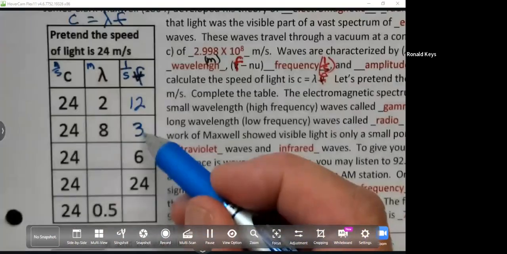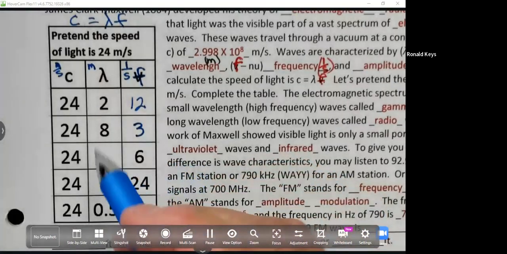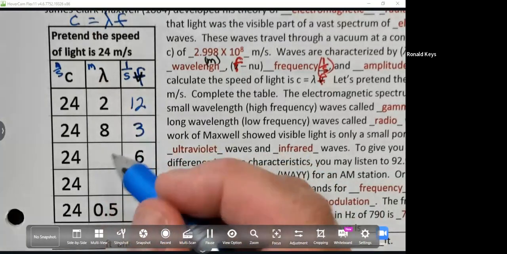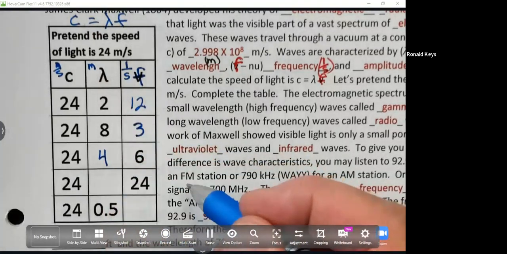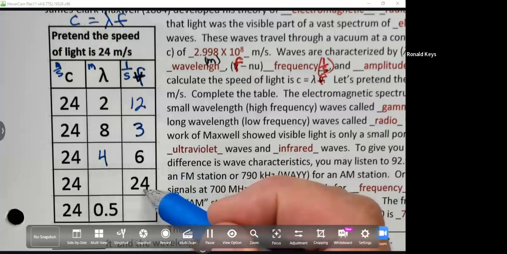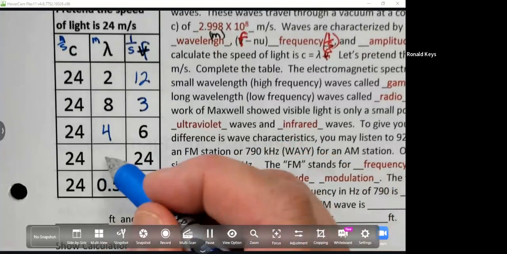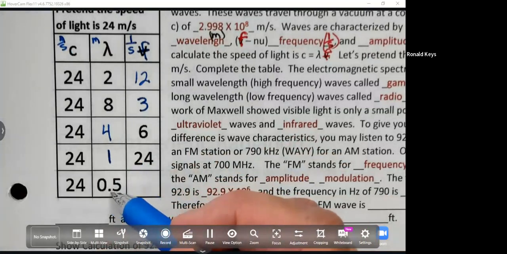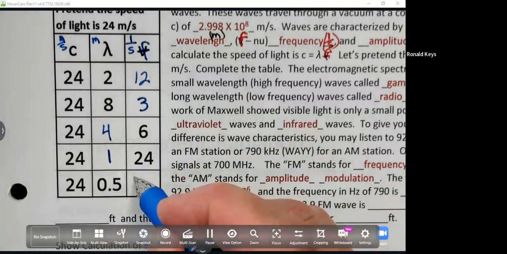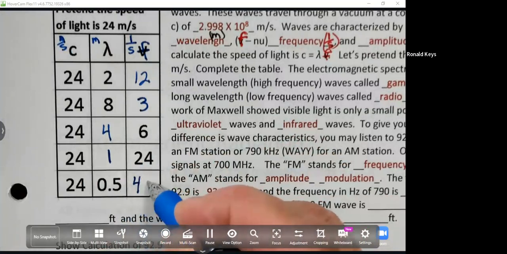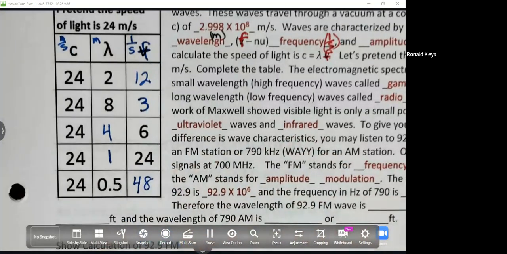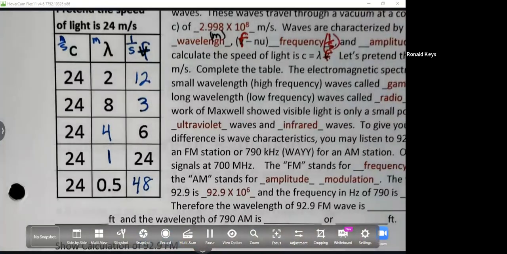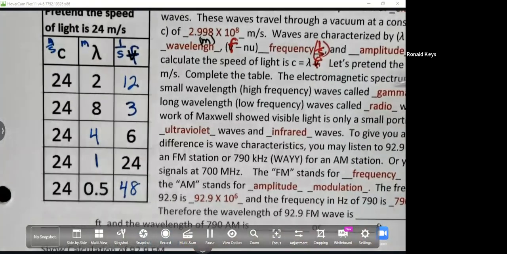If my frequency goes from 3 to 6, my wavelength goes down to 4. If my frequency goes up to 24, my wavelength goes down to 1. If I decrease my wavelength to 1/2, my frequency goes to 3/8. Okay. If you adjust one, the other one has to make up for it.